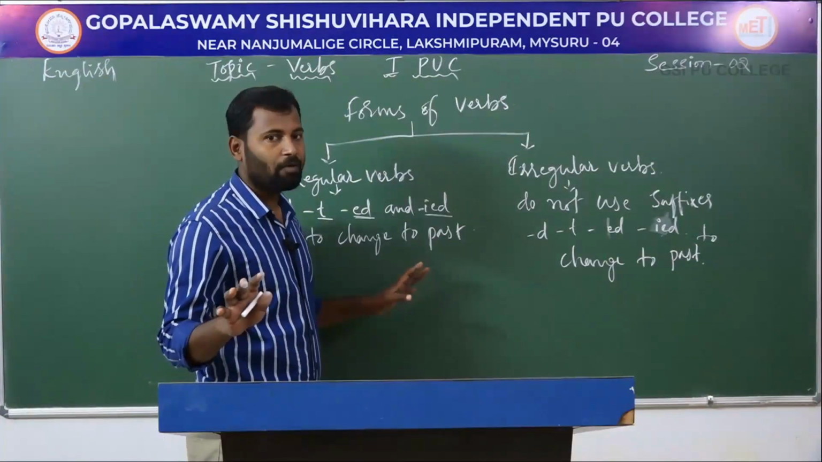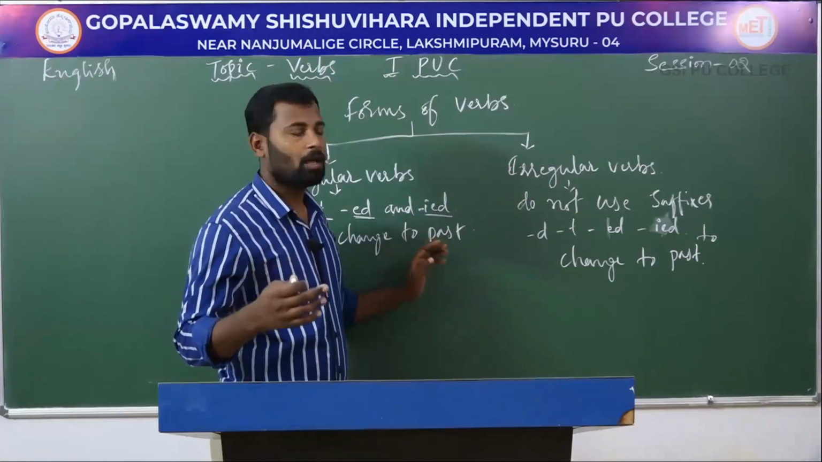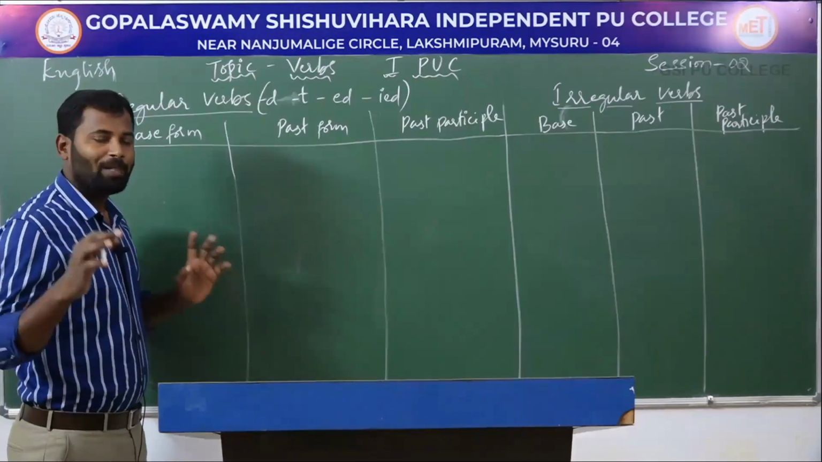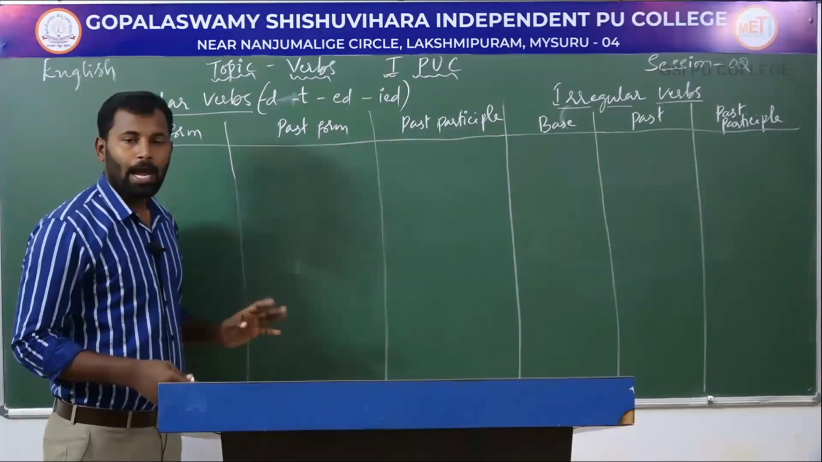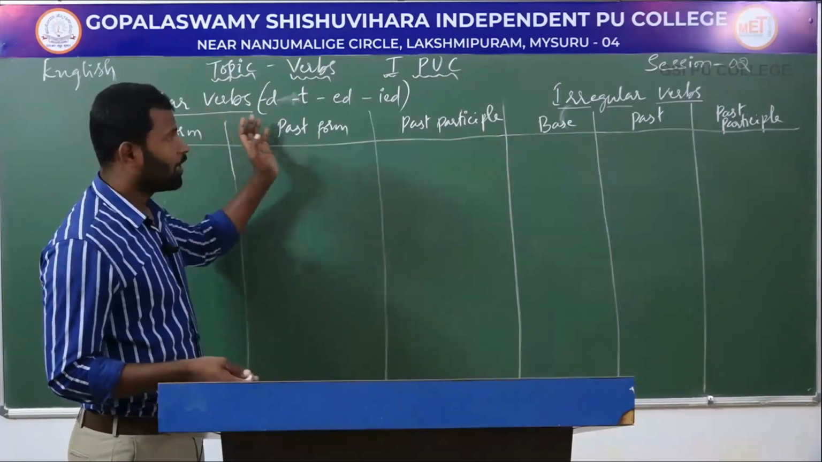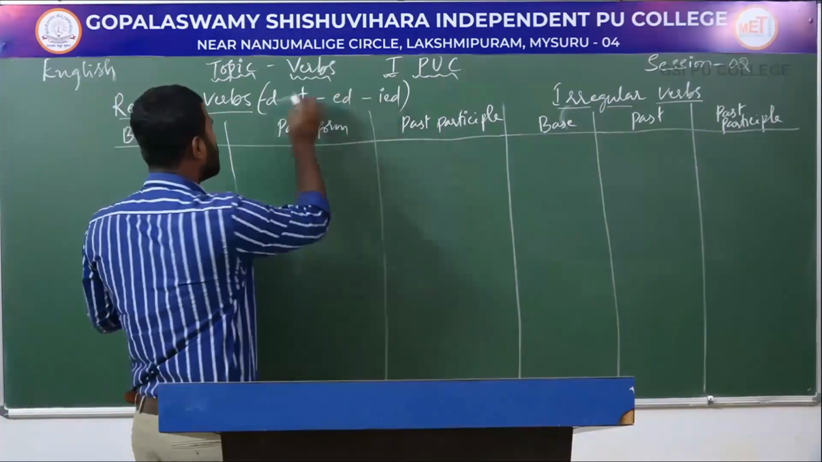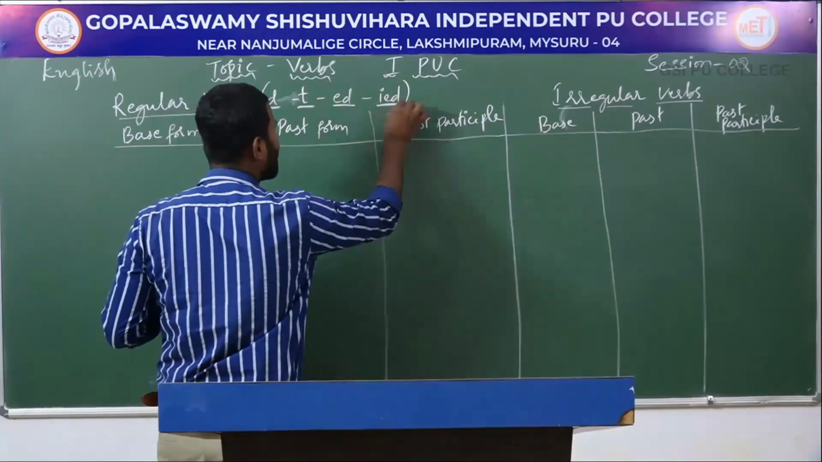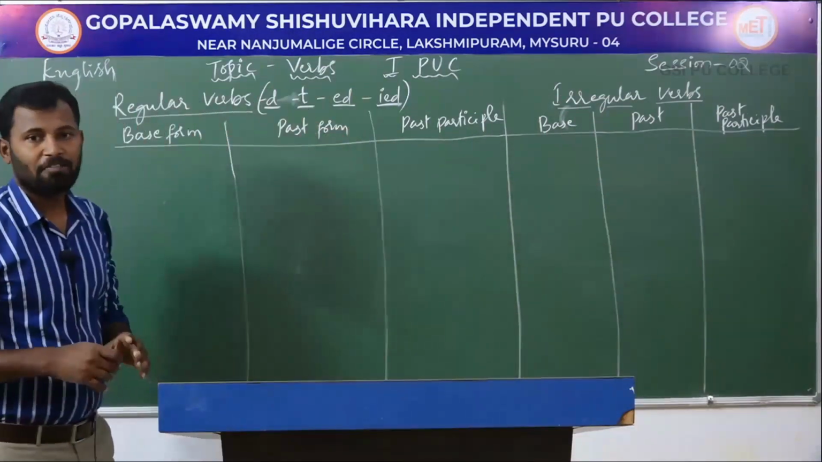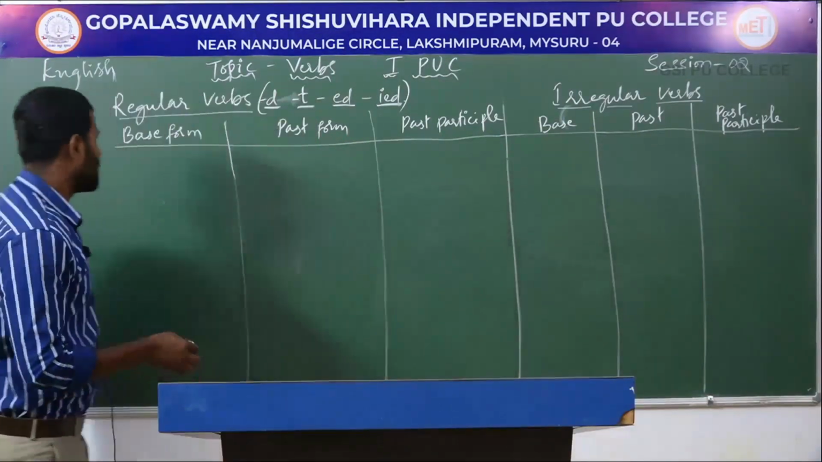So now I hope you have understood the difference between regular and irregular verbs. Let's now see a few examples for regular verbs and irregular verbs. I believe that if you observe this table and the examples that I am going to give, you can easily make the difference. I have already told you that regular verbs use suffixes D, T, ED and IED, whereas irregular verbs do not use any of these suffixes in order to change themselves into past tense. Let's see a few examples.